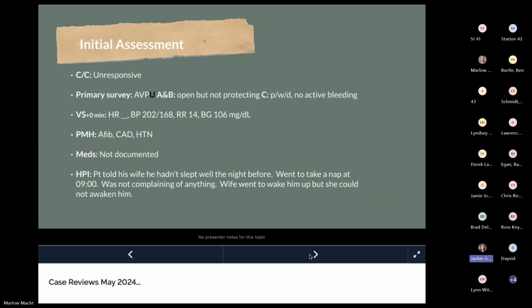They didn't document any meds in the ESO section of meds, but they do present to the hospital that he was on anticoagulation. History is that the wife had reported he wasn't feeling that well because he slept poorly the night before, so he wanted to take a nap at around 9 a.m. He wasn't really complaining about anything, didn't elaborate what he meant when he said he wasn't sleeping well, and the wife went to wake him up, but she couldn't wake him up.